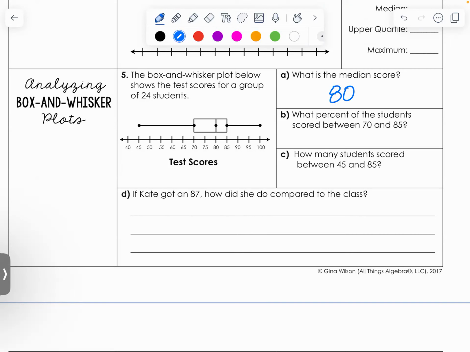Okay. What percent of students scored between a 70 and an 85? That is the middle half of our data. Between the lower quartile and upper quartile, that's half of our data. How many students scored between a 45 and an 85? That is 3/4 of our data.